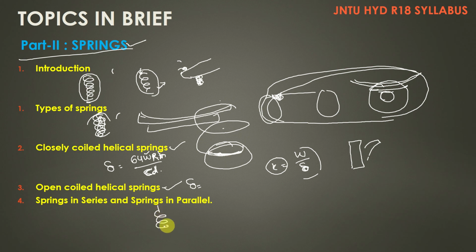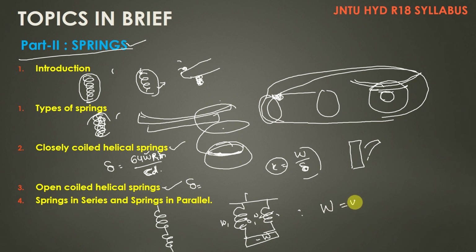Springs are connected in series like this. If the springs are one after another, they are called springs in series. Springs in parallel are springs placed side by side carrying the same load. Here whatever deflection happens in the first spring will be equal to the second spring. Deflection will be the same and the load carried may not be the same. Say this is W1, W2 and the load is W. The total load will be the load carried by spring 1 plus the load carried by spring 2. That is what you have to remember.